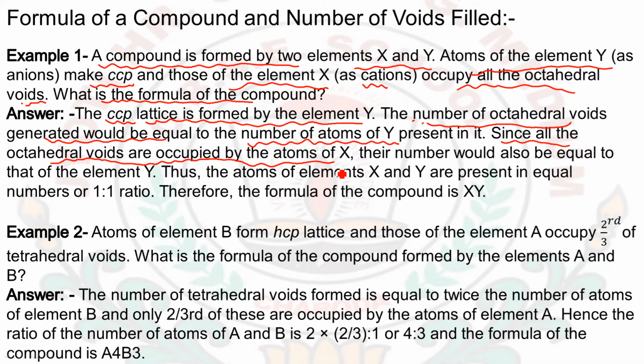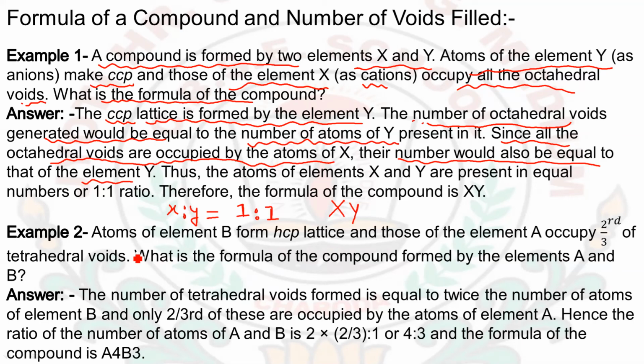Since all the octahedral voids formed here are occupied by the atom X, as given in the question, their number would also be equal to that of the element Y. To fill all the octahedral voids, the number of X must be equal to the number of Y. So the X to Y ratio becomes 1 to 1, and hence the compound will be XY only.